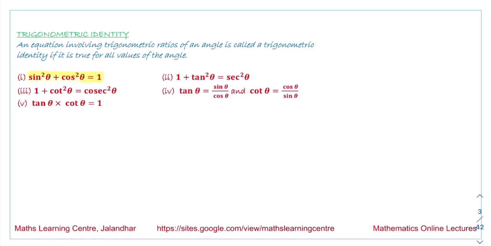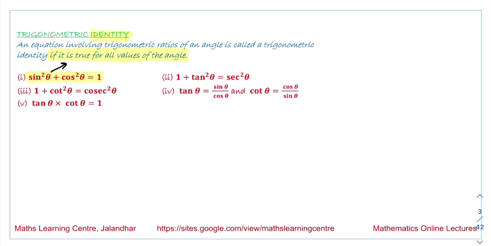First we have the equation sine square theta plus cos square theta is equal to 1, and we are saying this is a trigonometric identity. Identity means that it is true for all values of angle. Whatever value of theta you substitute in it, these identities hold for all the angles.